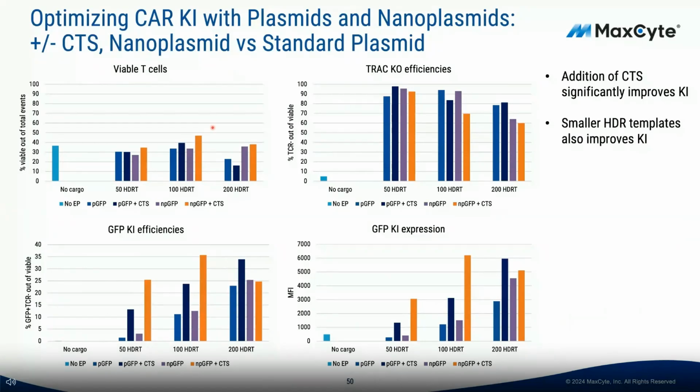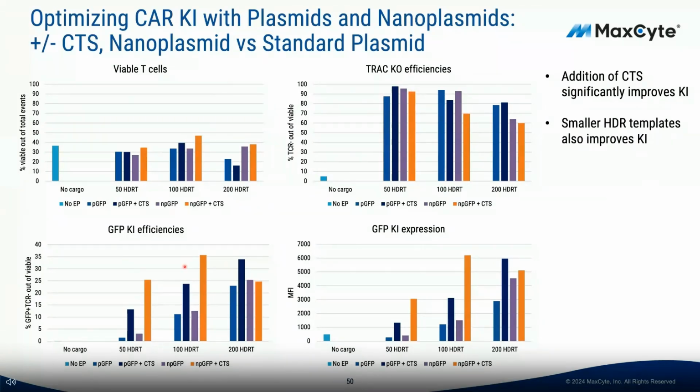So this is showing viable T cells, the percent viable T cells out of the total gated population in flow cytometry. So no electroporation versus 3 different concentrations of the homology-directed repair template, from 50 micrograms per ml up to 200 micrograms per ml. You can see that the viable cell population is pretty similar to the non-electroporated. The TRAC knockout efficiencies can reach as high as 90%.